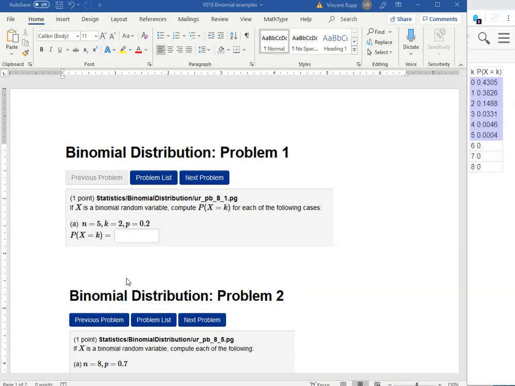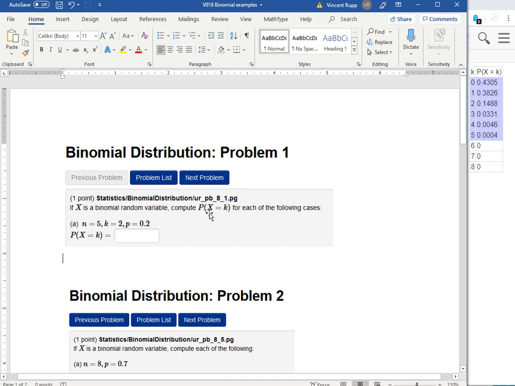Let's do a few example problems of calculations with the binomial model. So this is just the WeBWorK set on the binomial distribution. I just took some screenshots of the different problems. Number one says if x is a binomial random variable, which is nice. It tells you that. You don't actually have to figure it out yourself.